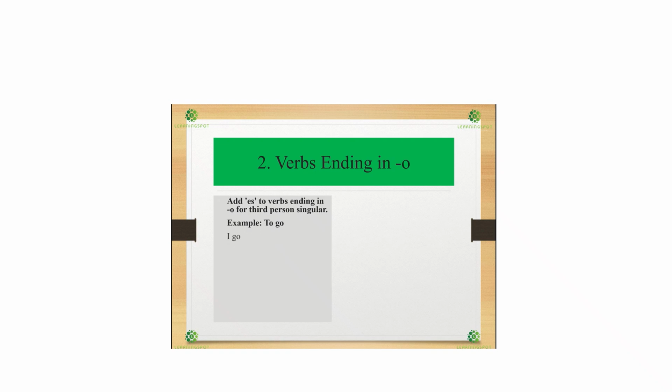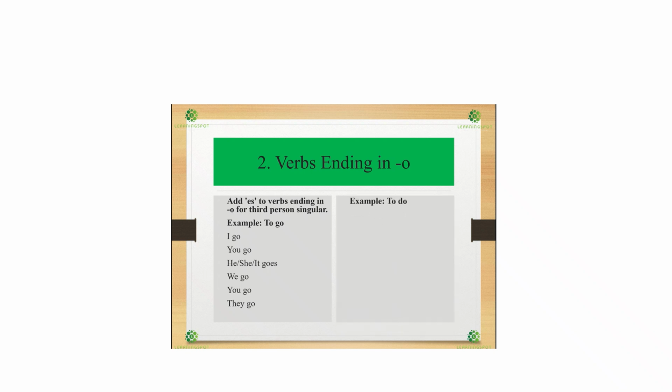Here we go with an example, to go. The first one will be I go, you go, then be watchful. He goes, she goes, it goes. We go, the plural form of I go. You go, plural form of you go again, no change. Then they go. Plural form of he goes, she goes, it goes.